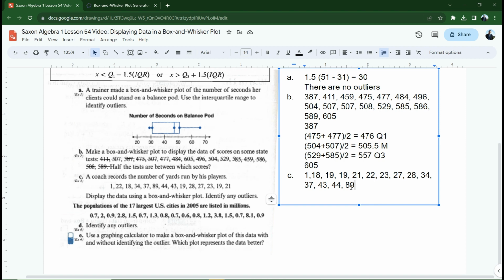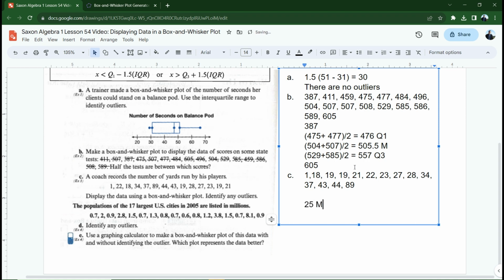To figure out if there are any outliers, the first thing we're going to need to do is make a box-and-whisker plot. And to do that, we need to identify our median and quartiles. So our median, let's see, 1, 2, 3, 4, 5, 6, 7, 8, 9, 10, 11, 12, 13, 14 pieces of data. That's an even number, so my median is going to be between two numbers, 1, 2, 3, 4, 5, 6, 7, and 8. It's going to be between 23 and 27. Halfway between 23 and 27 is 25.